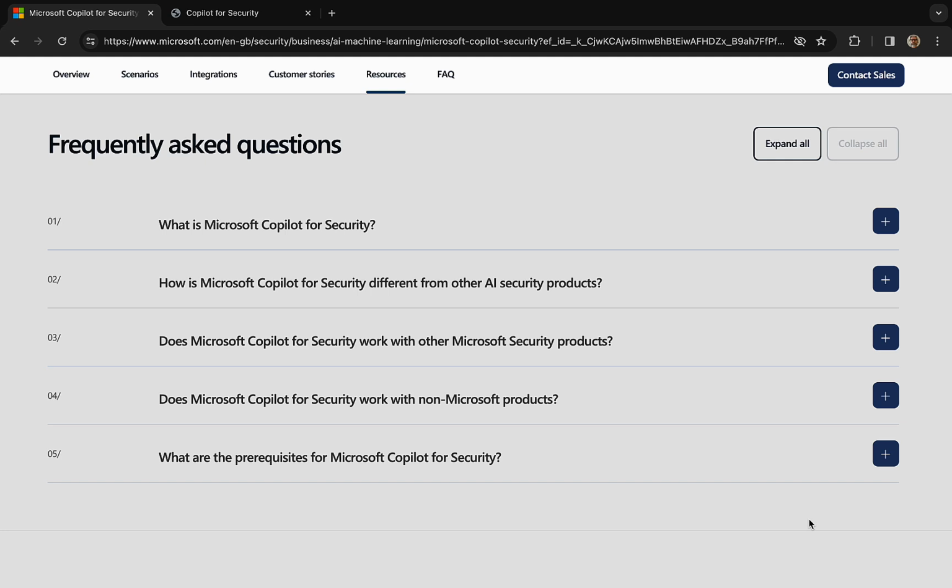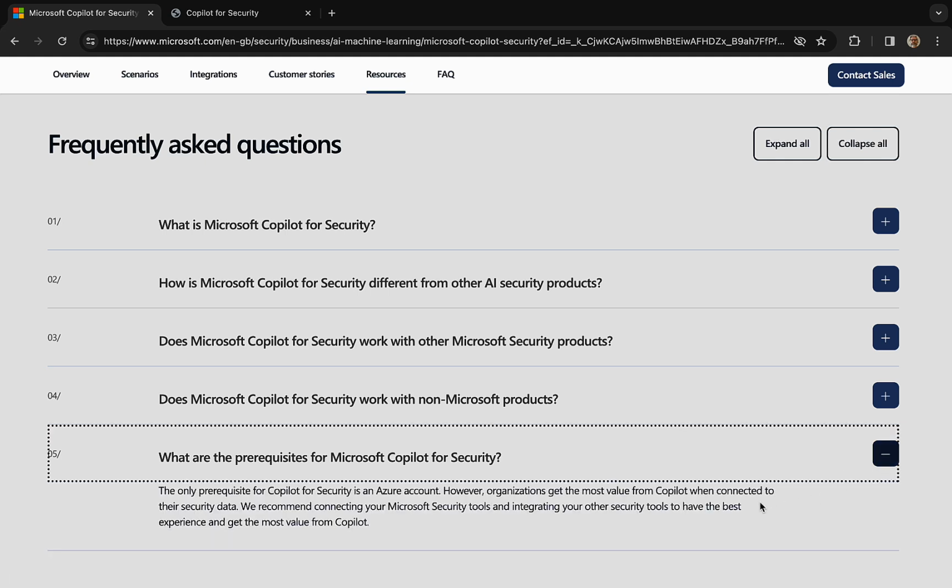What is Copilot for Security? How is it different? Does it work with other Microsoft security products? Does Microsoft Copilot for Security work with non-Microsoft products? And what are the prerequisites? Well, the prerequisites, you just need an Azure account, which is absolutely brilliant. But one of the big questions that's missing from this page is how much is that actually going to cost?